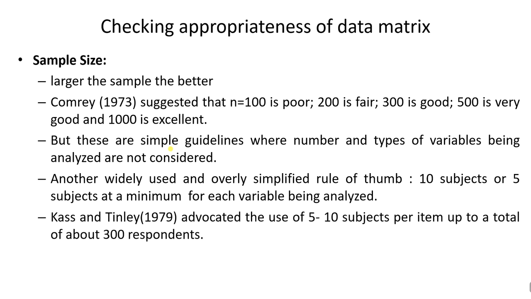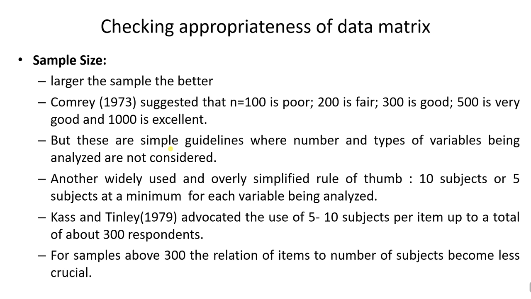Cass and Teenley advocated the use of 5 to 10 subjects per item, but up to a total of 300 respondents. Suppose you have 10 variables; according to this rule, if you go for 10 participants per variable, you would say 100 is okay. But Cass and Teenley say this rule should be followed, but the minimum should be 300 respondents. And above 300, according to them, the relationship of items to number of subjects becomes less crucial. But these are some of the suggestions given by the researchers.